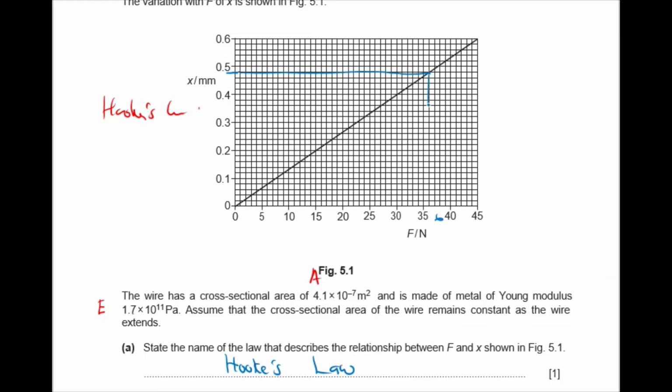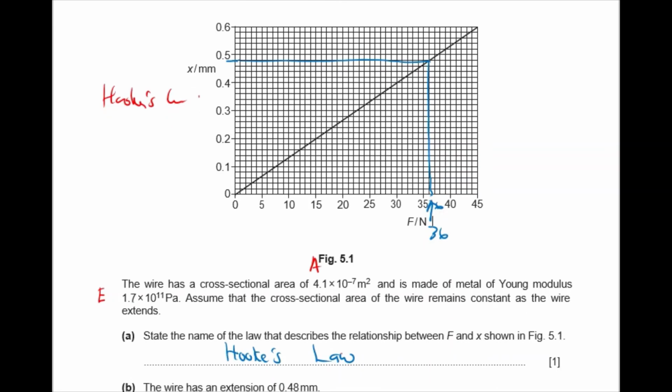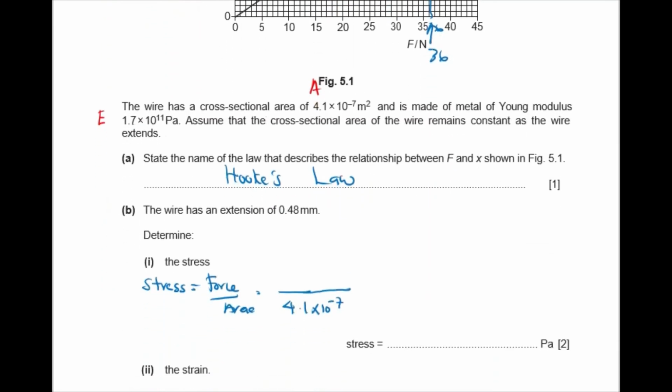So the force here, 36 Newton. 36 Newton divided by area equal to 8.78 × 10^7 Pascal.